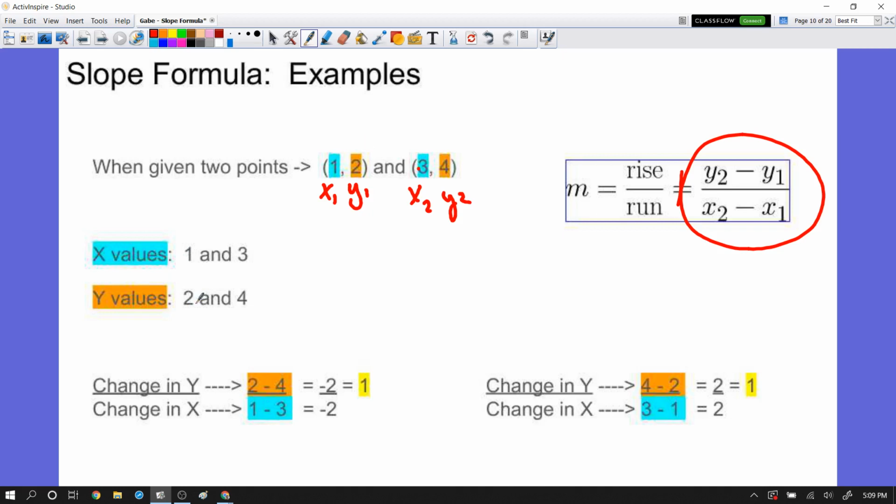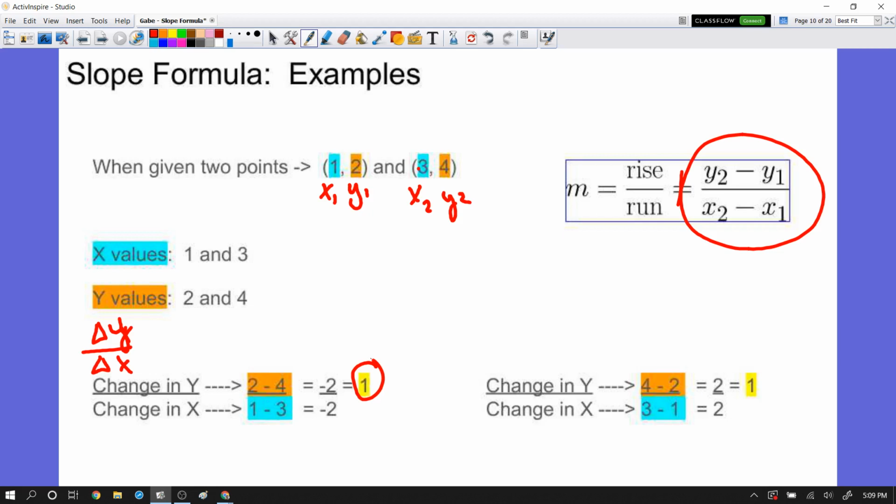All right, so we always know that it's the change in y over the change in x, the rise over the run. It's what we've been doing over and over again. So I wanted to just show you that if you choose 1 and 3 as your x values, put those on the bottom, 1 minus 3, and you choose 2 and 4, and you do 2 minus 4, you'll end up getting -2 over -2, which is +1.